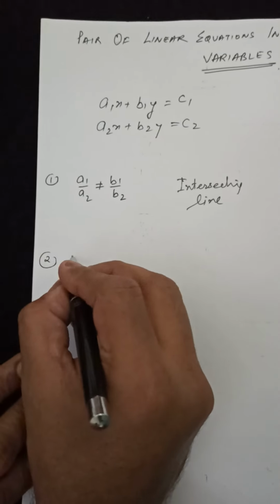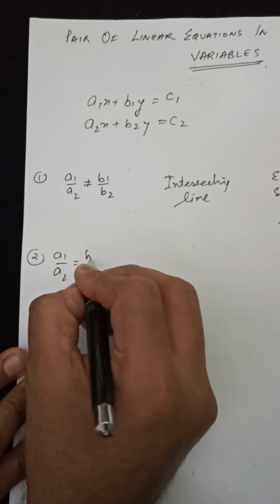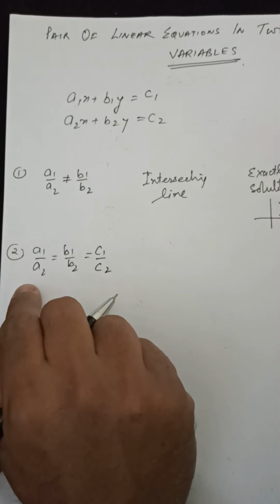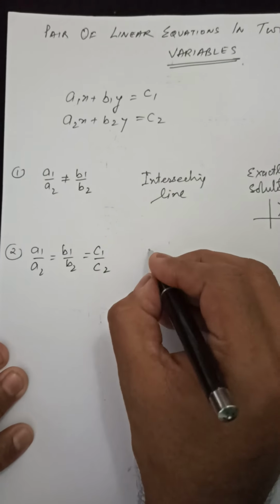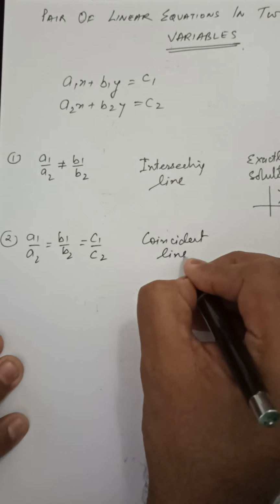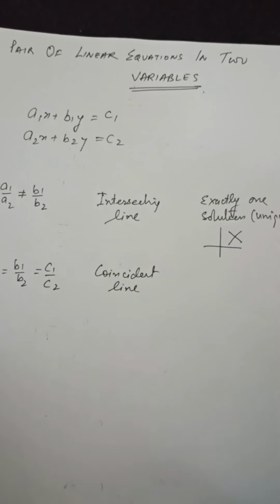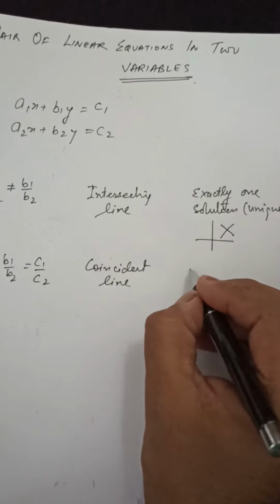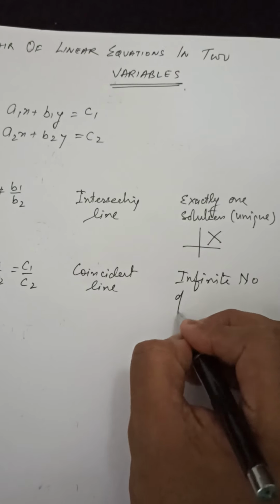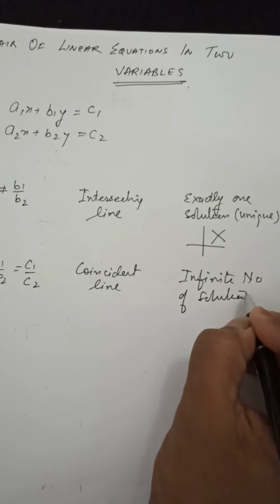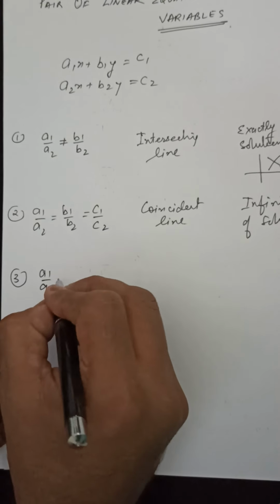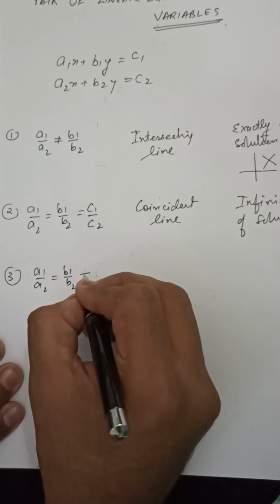The second condition, a1 upon a2 is equal to b1 upon b2 is equal to c1 upon c2. If three of these ratios are equal, then they are coincident lines. Coincident lines means both the lines overlap. One line is overlapping the another line, and in this case we have infinite number of solutions.